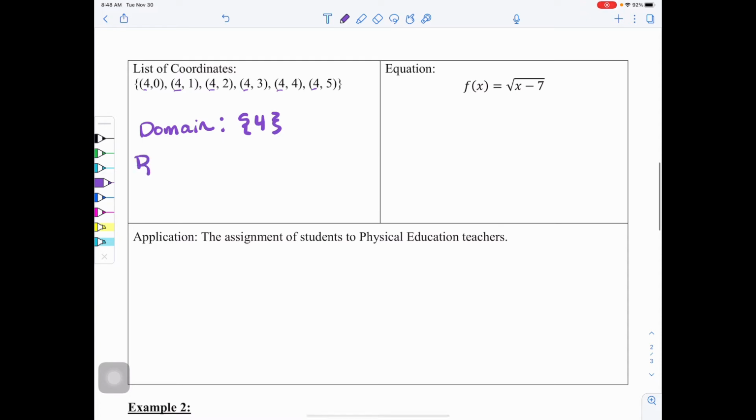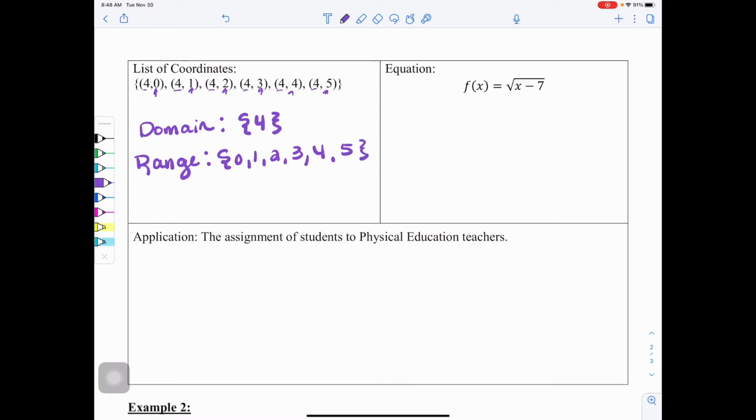When I look at my range, I'm looking at the set of all my y values. So they are the numbers that come second in the coordinate. So my range is 0, 1, 2, 3, 4, and 5.